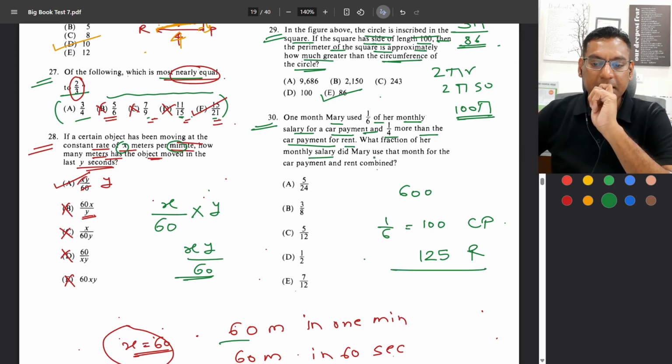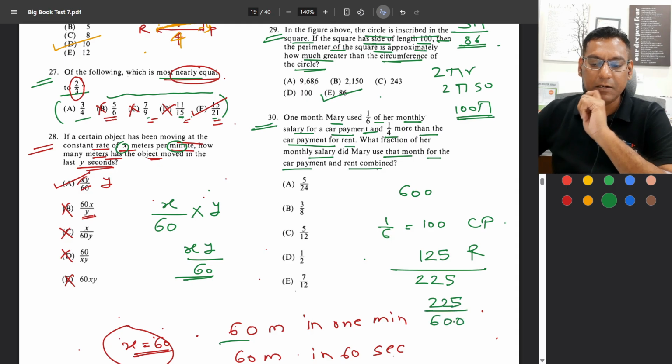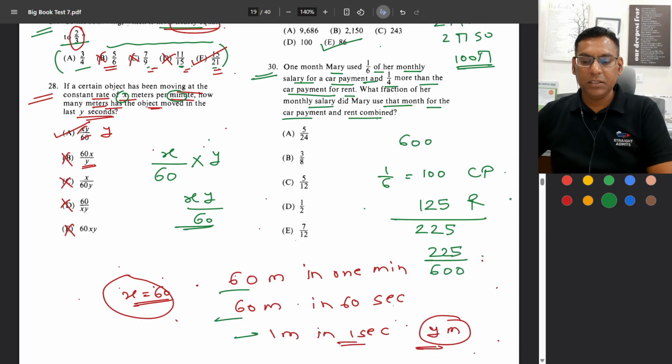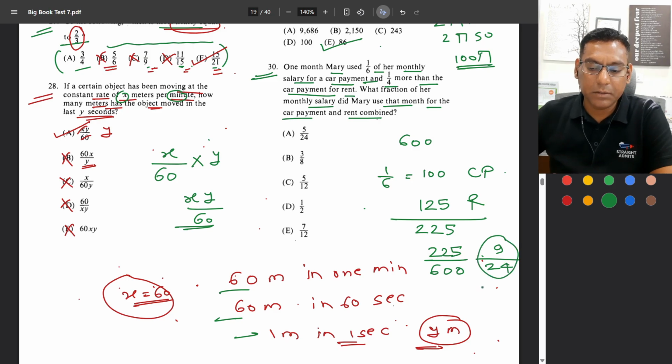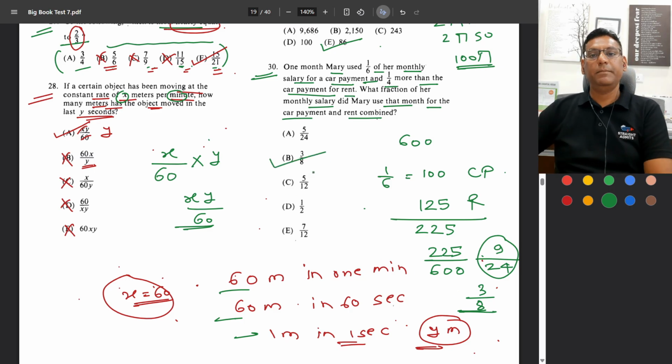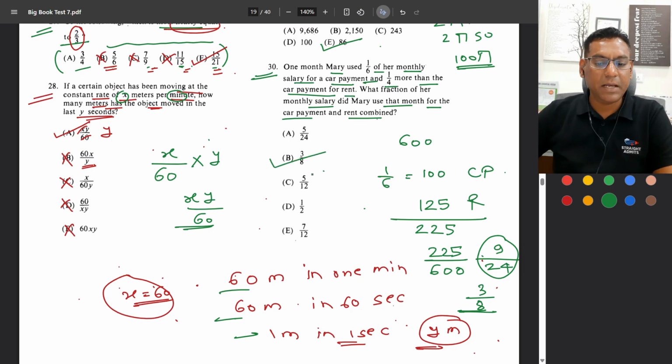So rent was 125. What fraction of her monthly salary did she use for both? So for both she used 225 together. 225 she used out of her salary of 600. What was that fraction? Let's divide by 25. So 25 here you get 9. 25 here you get 24. 9 by 24. Let's divide by 3 now. So you get 3 by 8. So that's the fraction. Is there a 3 by 8 here? Yes, there is 3 by 8. So the answer is going to be answer choice B.